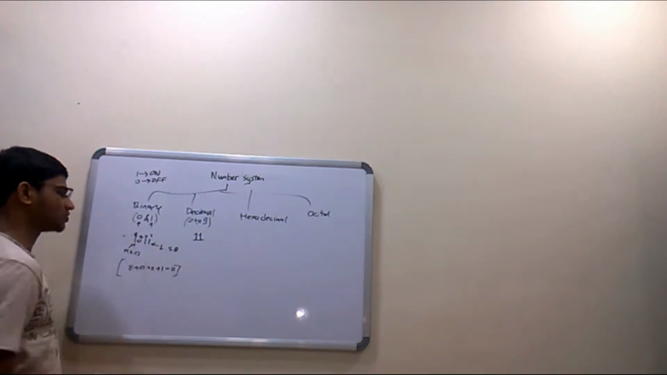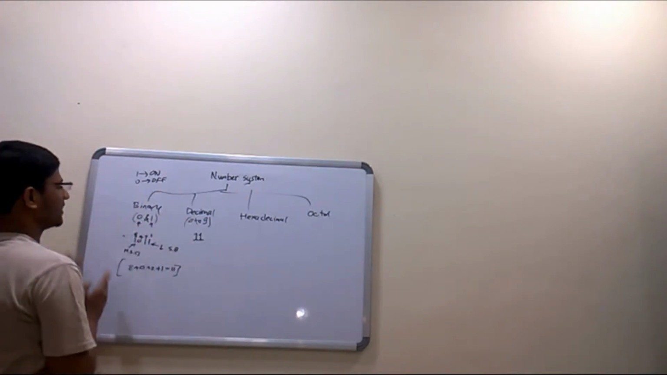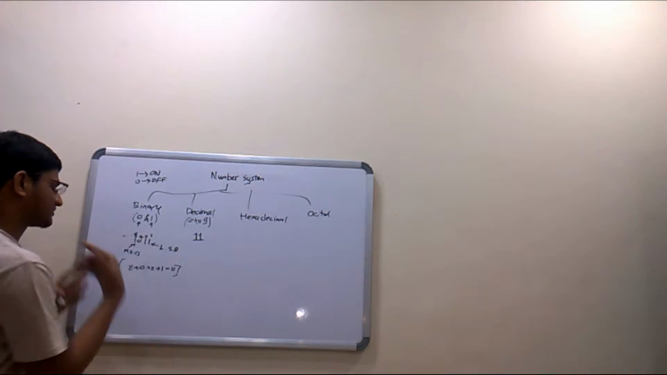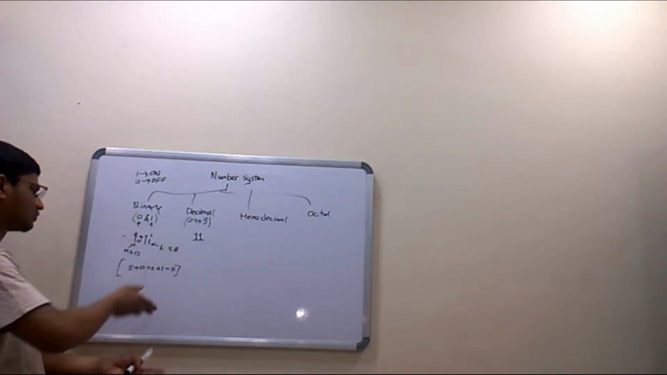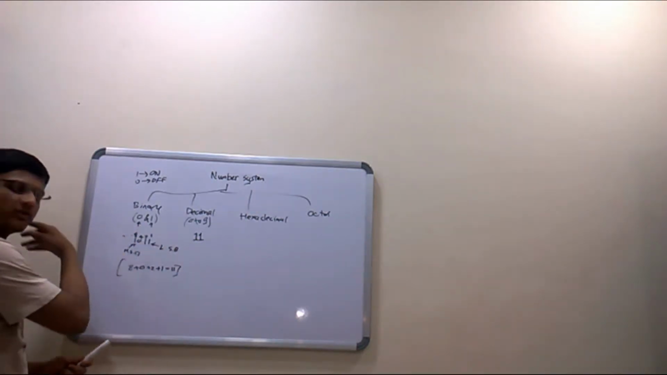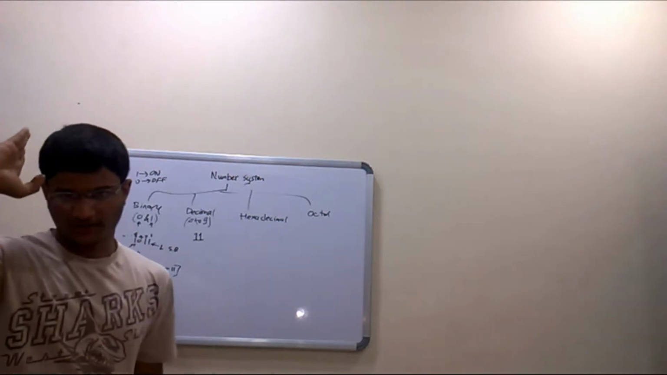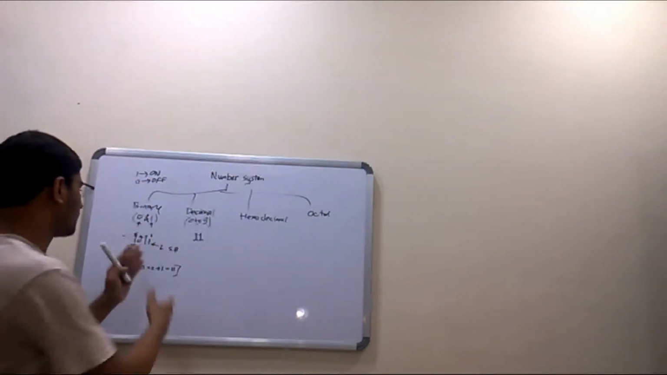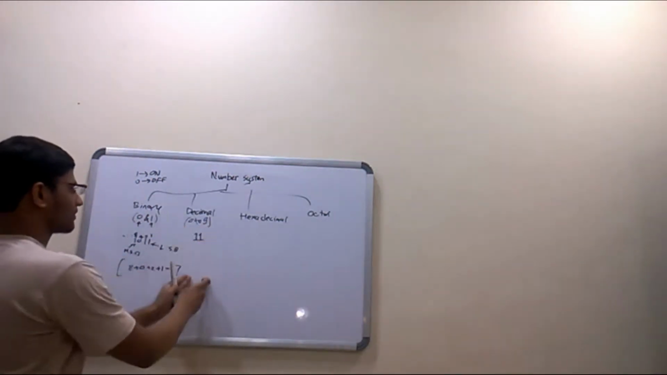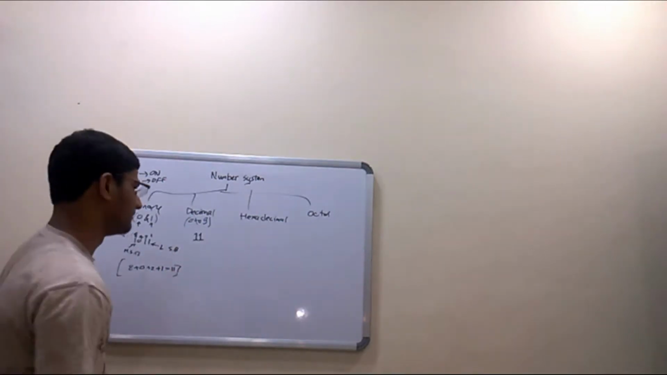So I hope you have understood how to write any number in binary. It's pretty simple. 1 and then double of it 2, double of it 4, double of it 8, and so on. You can go on till the number of bits you want. It depends on your decimal number.